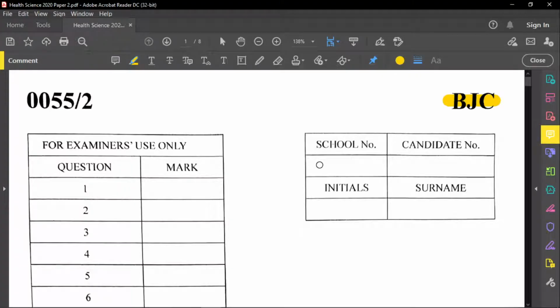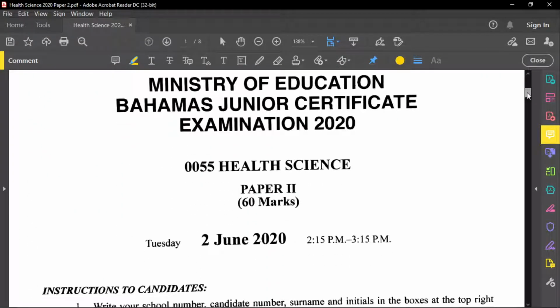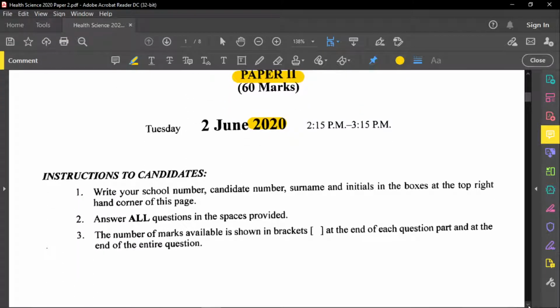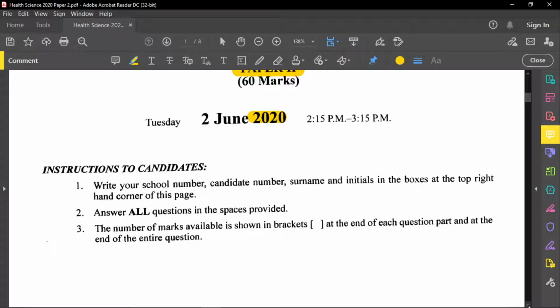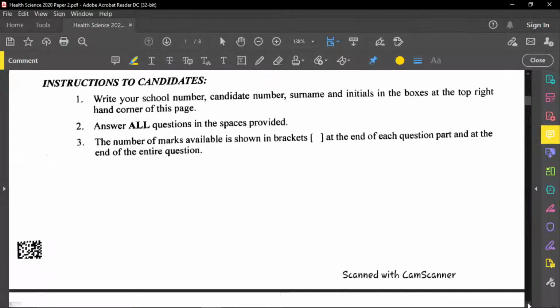Please remember, again, please write the school number once you're doing this examination. Your candidate number is important. Write your initials and your surname. Now, today we're looking at a health science paper. Today's paper is a paper 2 and it is from 2020. Please also remember, once you're doing the exam, please read through the instructions carefully and make sure you follow all the directives given by the examiner.